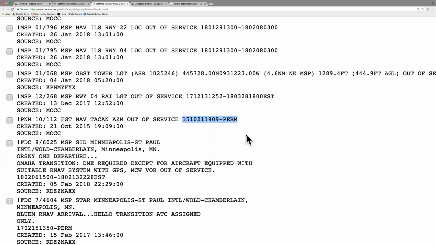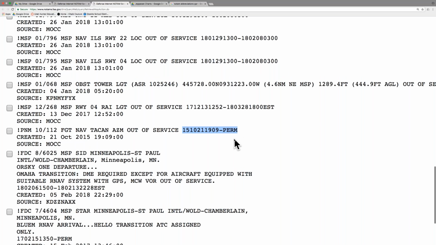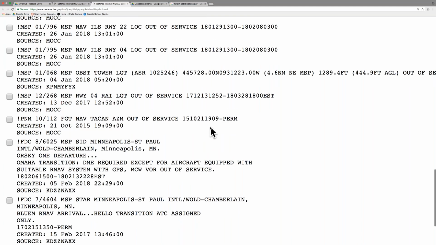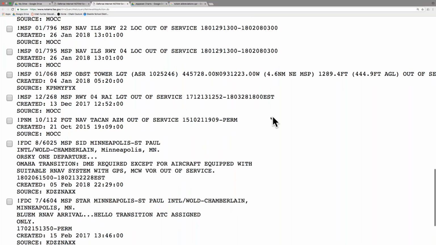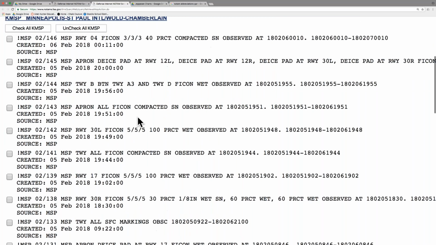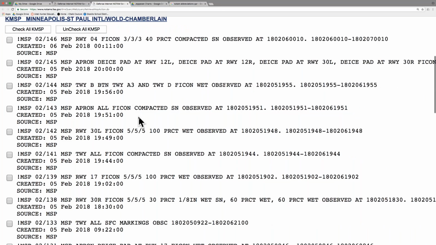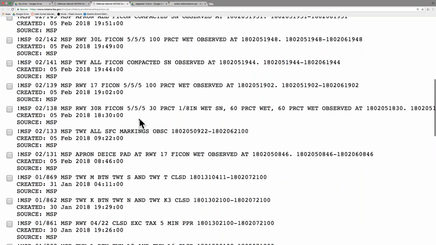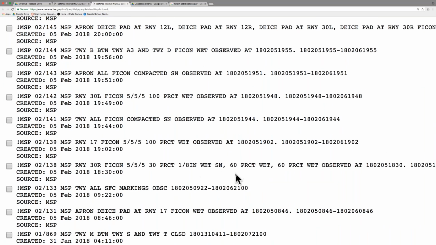Right, so like I said before, there's a required time period that they have to list it. And I don't know the exact time limit that they have to list it before it drops off, but yeah. Sometimes you'll see some really old ones, like that was 2015, right?